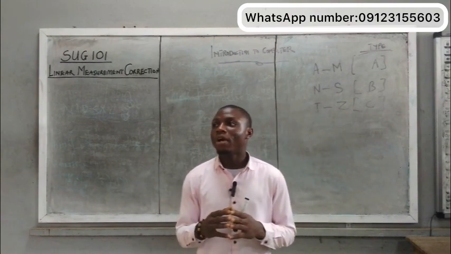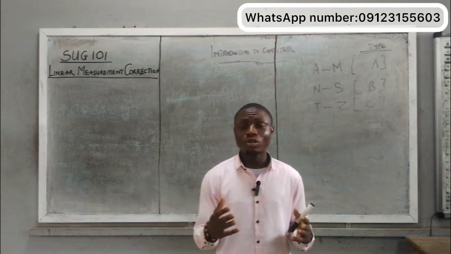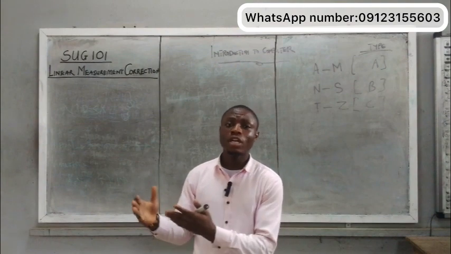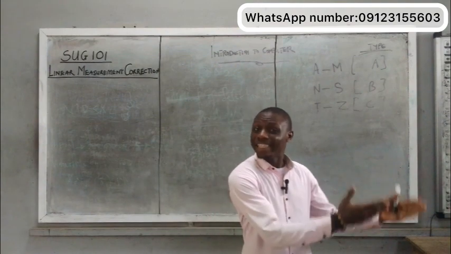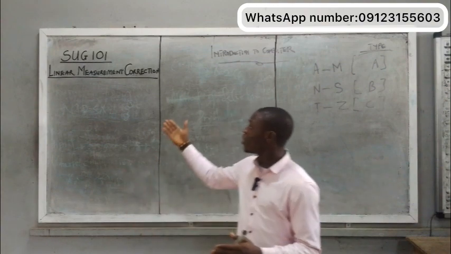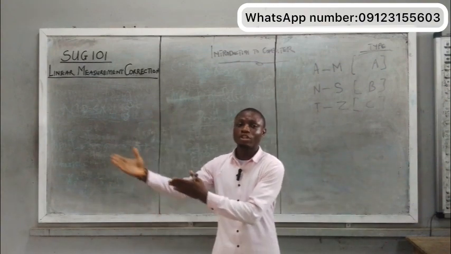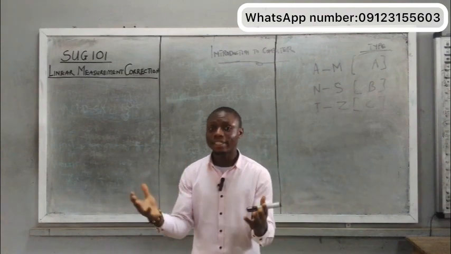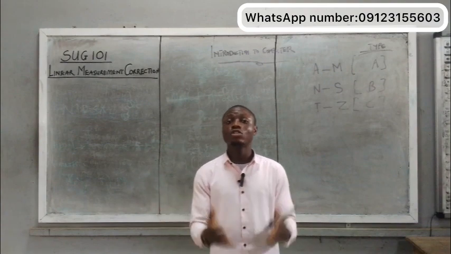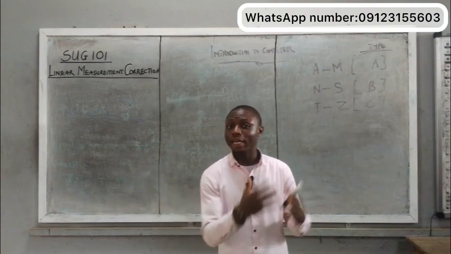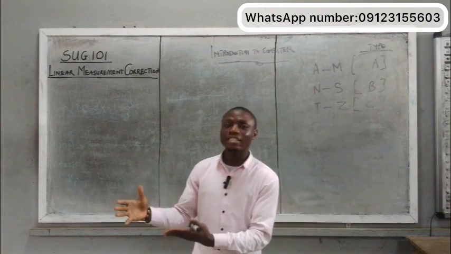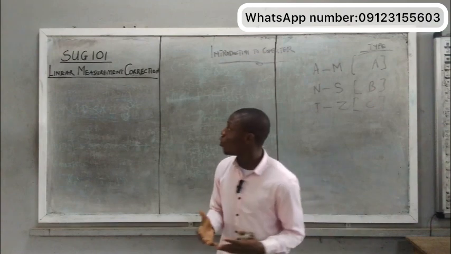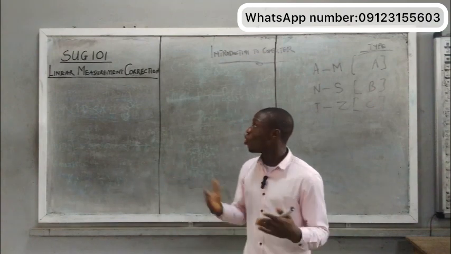Let's say I'm a surveyor and I want to measure a land. The process of me measuring that land is called linear measurement. The concept of correction has to do with the fact that no matter how you measure a length or a distance while doing survey, there must always be a mistake. So how do you correct the mistake while doing survey work? That's why they introduced what we call linear measurement correction.